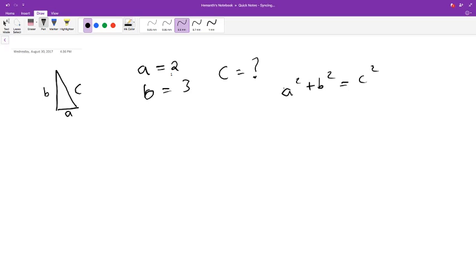Okay, so let's substitute a here for the value of a that I've given, 2 squared, plus what's the value of b? 3. 3 squared equals c squared. So 2 squared is 4, 3 squared is 9, and that equals c squared. Didn't choose a very good problem here, but 13 equals c squared. And that means c equals the square root of 13.